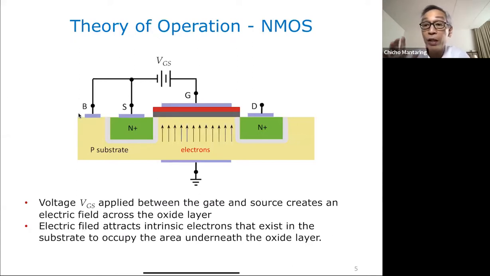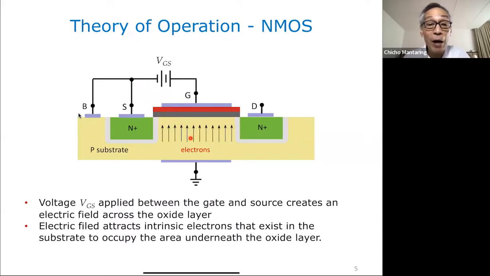Okay, what will that electric field do? That electric field will cause electrons in the substrate to be attracted to this area. You might think of it intuitively as something like this. Since this is positively charged, that acts as a magnet for electrons here.